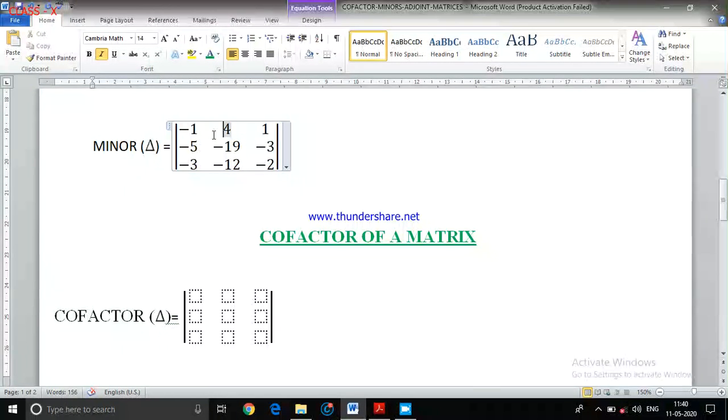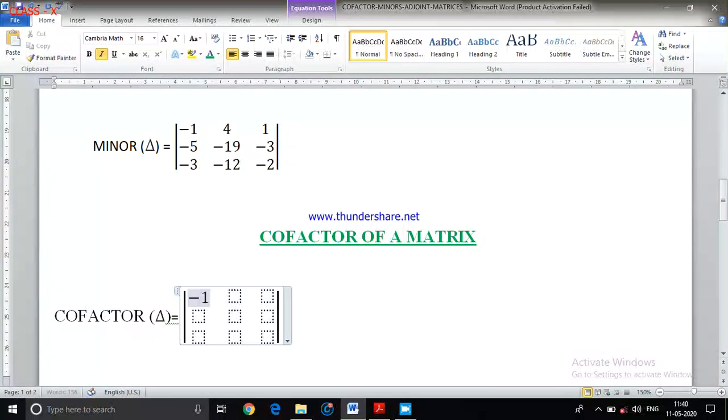This element, then this element, and this element. So these four elements will change the sign. Everything will remain same. Cofactor and minor matrix will remain same. Only for the four numbers it will change the sign.